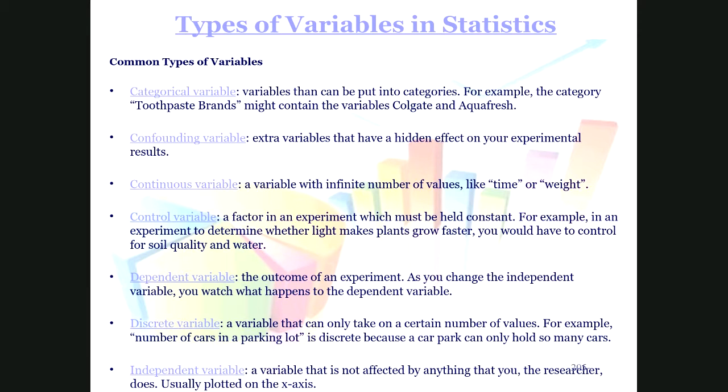A discrete variable is a variable that can only take on a certain number of values. For example, the number of cars in a parking lot is discrete because a car park can only hold so many cars. If you were very interested in finding out about parking in the city of Toronto, you might want to check all the parking lots. Not very exciting, but you know, it is data.